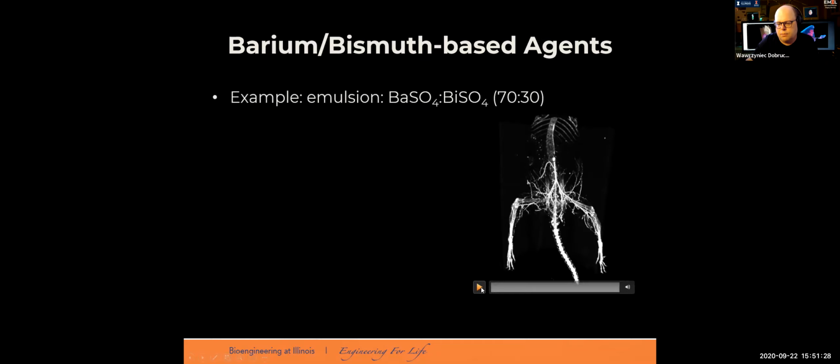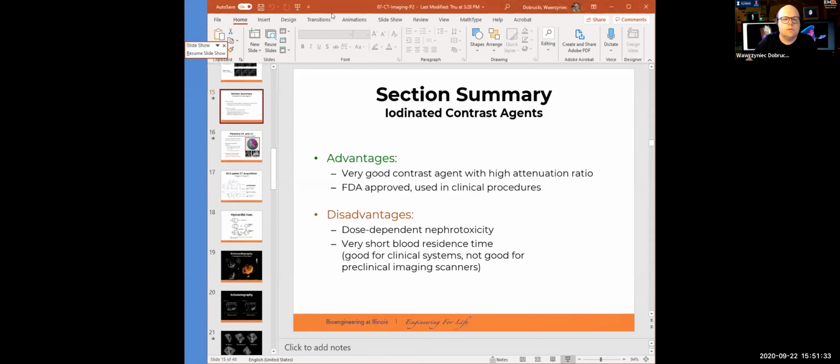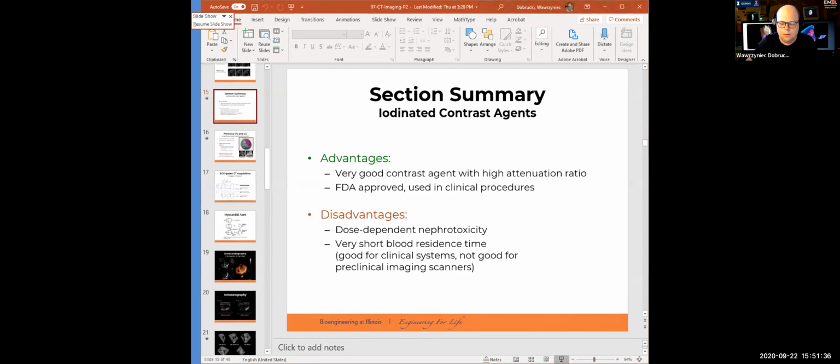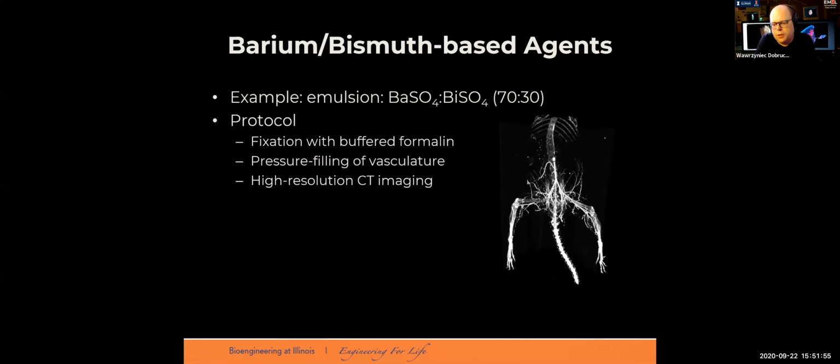I think it's even a movie, which unfortunately doesn't work. But we acquired this in 3D. So this is an example of the emulsion: barium sulfate with bismuth sulfate in a 70 to 30 mix. It was injected directly into the abdominal aorta after fixation with buffered formalin, and then we pressure filled the vasculature and acquired a high resolution CT image.